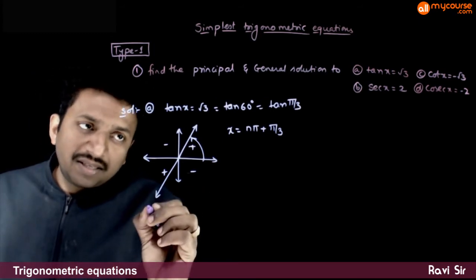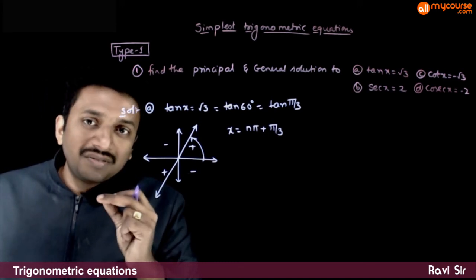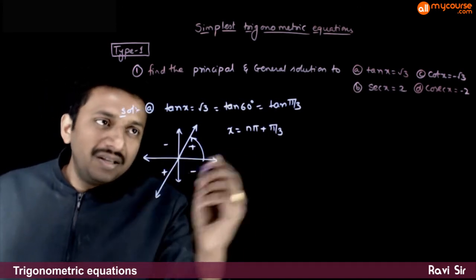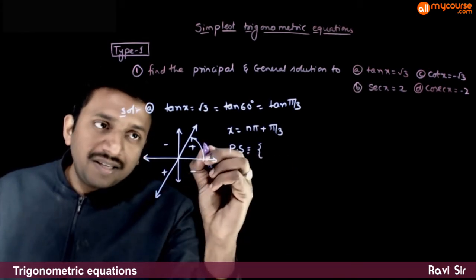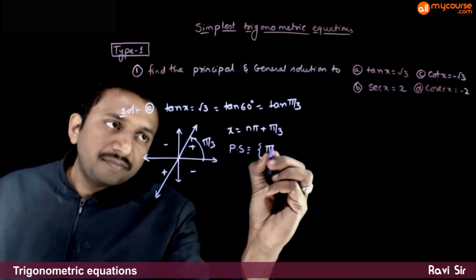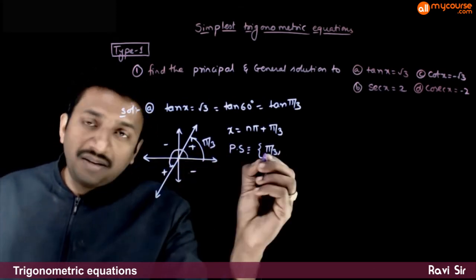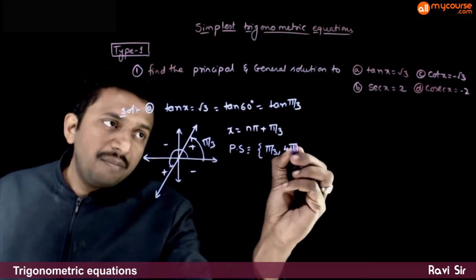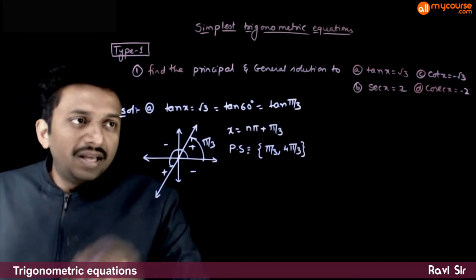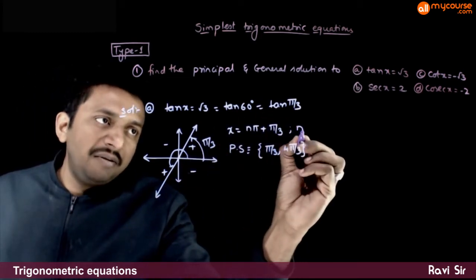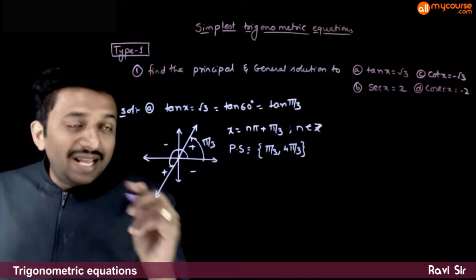right? So next, you're also asked to find the principal solutions. Principal solutions are those solutions which lie in the first rotation. So the principal solutions are the set containing the first principal solution pi by 3, which is 60 degrees, and the second principal solution is pi plus pi by 3, that is 4 pi by 3. So these two are the principal solutions of this equation, and this is the general solution where n belongs to integers. So now let us go to the next question.